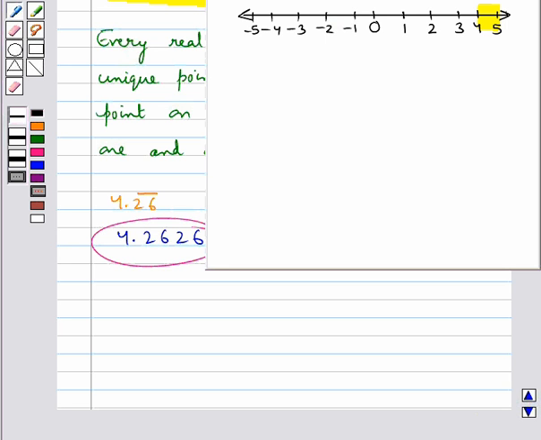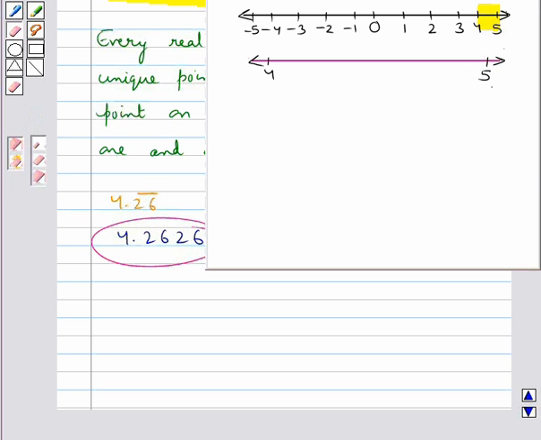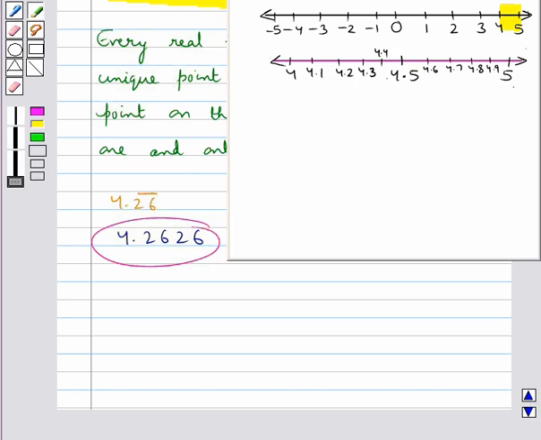Now, we draw another number line to visualize the area between the numbers 4 and 5. We divide this region into 10 equal parts. So, this is the middle point of this number line, which represents the number 4.5. Now, our given number is 4.2626. So, thus we can say that this number would lie between the numbers 4.2 and 4.3, that is this region.